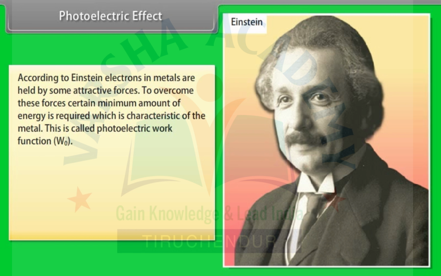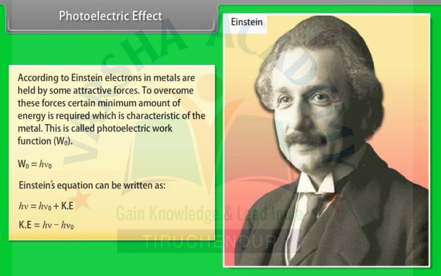According to Einstein, electrons in metals are held by some attractive forces. To overcome these forces, certain minimum amount of energy is required, which is characteristic of the metal. This is called photoelectric work function W0. W0 is equal to h nu naught. Einstein equation can be written as h nu is equal to h nu naught plus KE. KE is equal to h nu minus h nu naught.